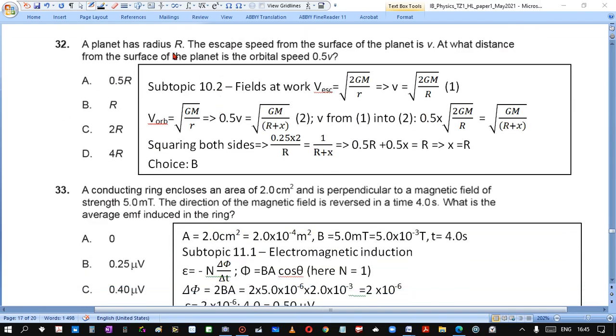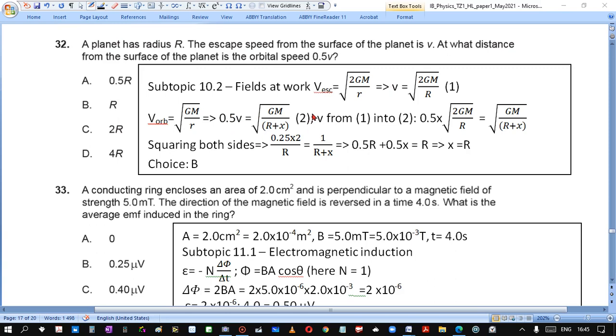Question 32. A planet has radius r. The escape speed from the surface of the planet is v. At what distance from the surface of the planet is the orbital speed 0.5 v? Subtopic 10.2, we have the expression for escape speed and orbital speed. So for escape speed, we use v, as they say, and orbital should be 0.5 v.